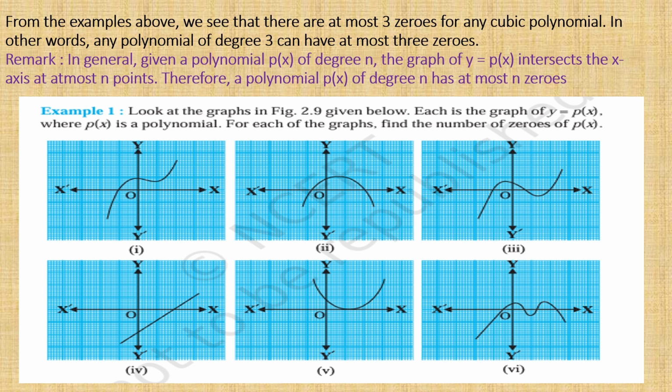So what is the possibility? From the above examples we see that there are at most 3 zeros for any cubic polynomial. In other words, any polynomial of degree 3 can have at most 3 zeros. Understood now? So if the polynomial has degree 3, it is called a cubic polynomial. For that, the maximum number of zeros is 3 only.